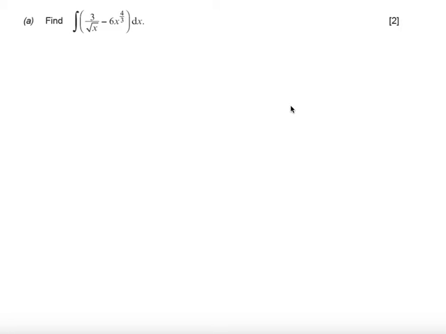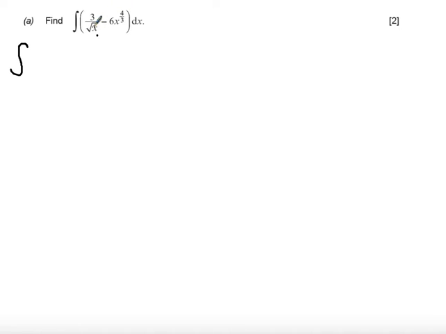In this question, we're asked to find the integral of 3 over the square root of x minus 6x to the power of 4/3. First thing that we need to do in this question before we try to integrate it is, of course, all terms must be written in index form. So our reciprocal here, that also contains a root, must be written in index form. Remember, at this stage we should only rewrite the integral. We shouldn't be doing any sort of integration, although this term is ready to integrate.